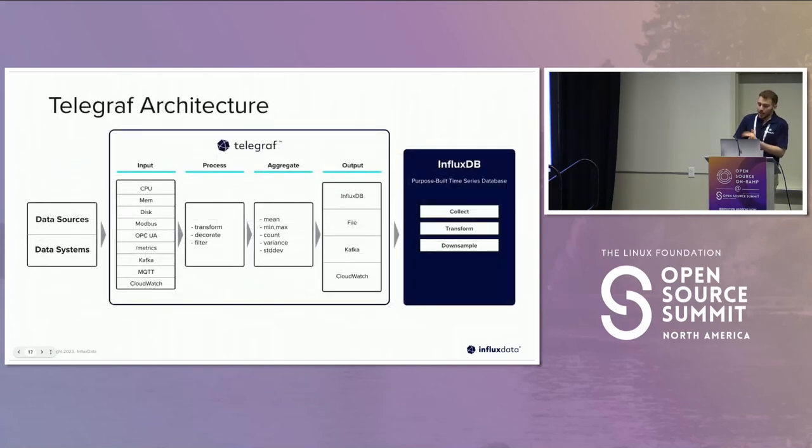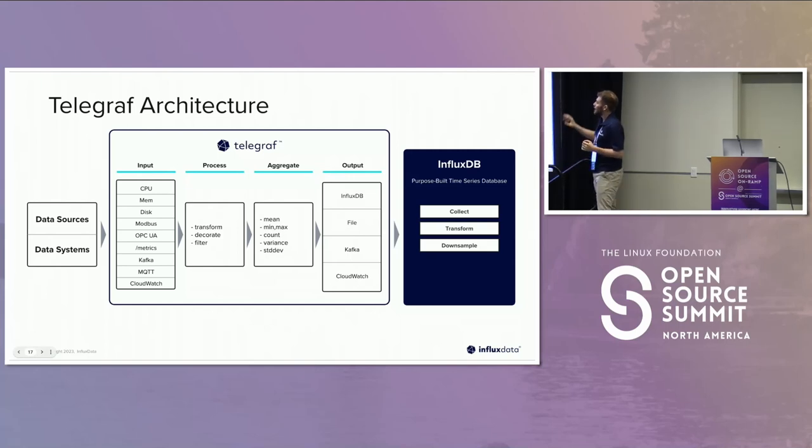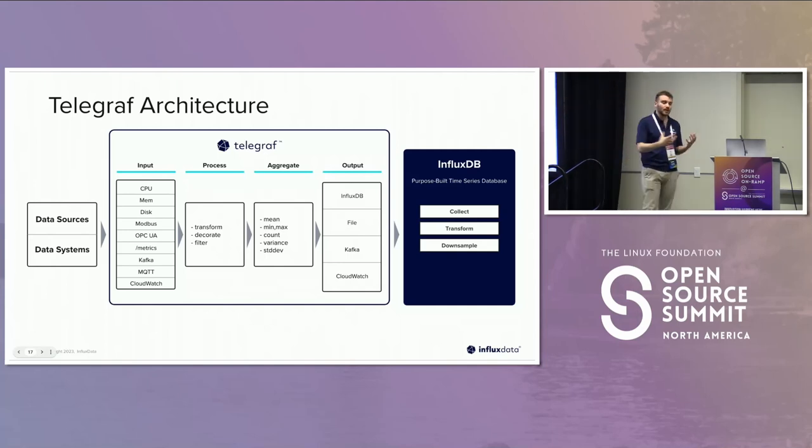If we look at the Telegraf architecture under the binary, this is how our plugins hook up. We have a series of input plugins where we collect our data from. We then have processor and aggregator plugins. This allows us to enrich our data and also pre-aggregate some of our data if we so wish to. And then we have a series of output plugins.